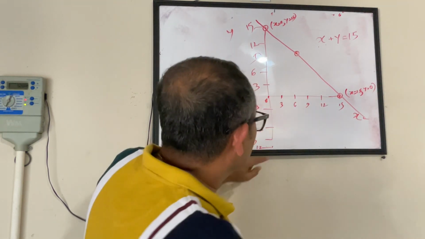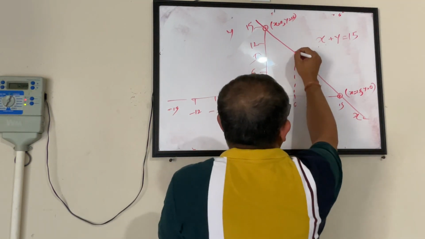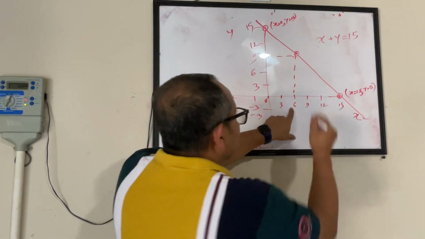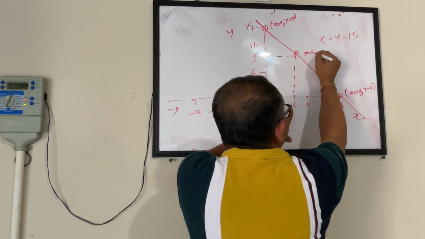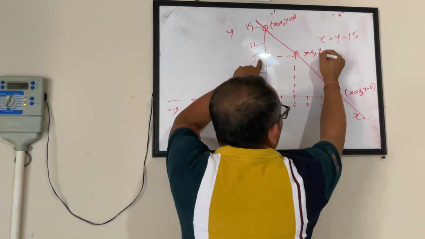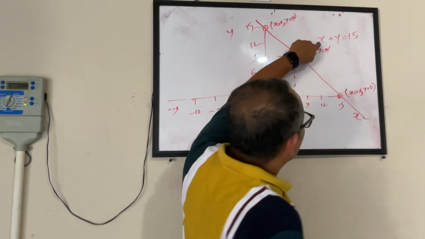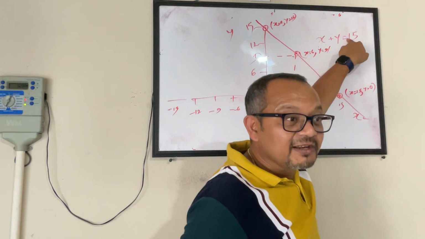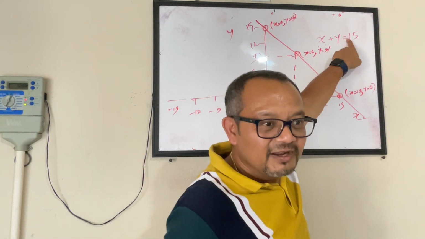Look at this point. Again, my drawing might not be great, but look at this. Here, what is the value of x? 6. What is the value of y? X is 6, y is 9. 6 plus 9, 15. Satisfying the condition? Yes. Did you see that?